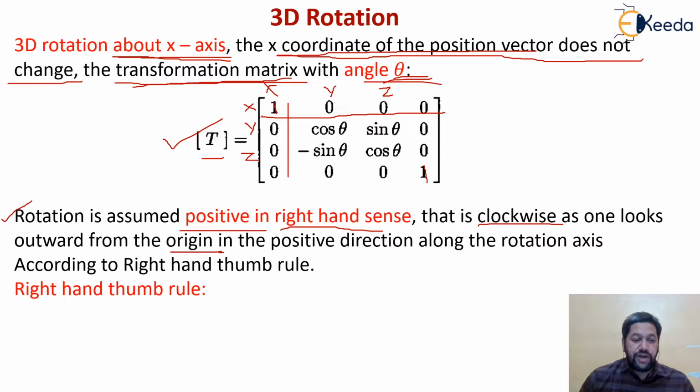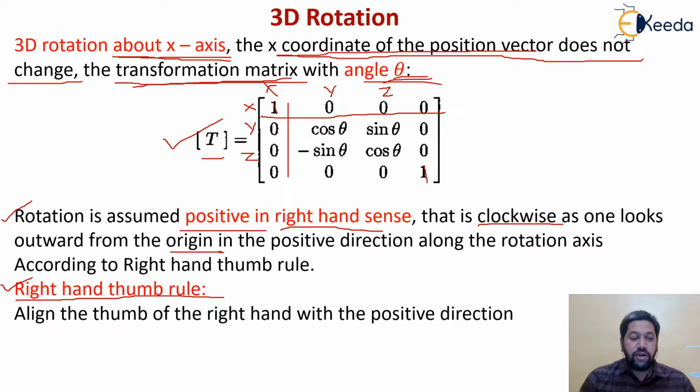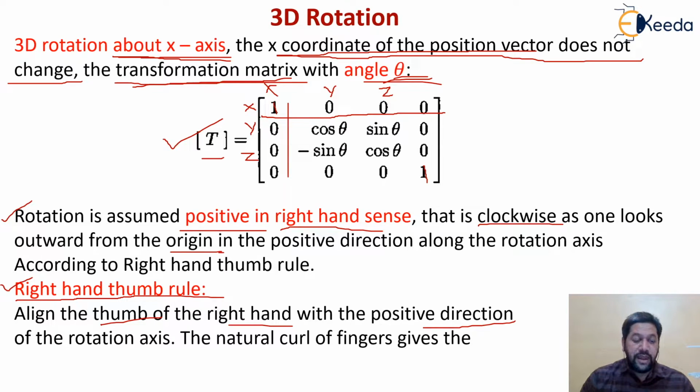Let us understand what this right hand thumb rule is. Everyone already knows about it, but I am just describing it here. Align the thumb of the right hand with the positive direction of the rotation axis. So I align my thumb. The thumb of your right hand has to be aligned in the positive direction of the rotation axis. Then the natural curl of the fingers.